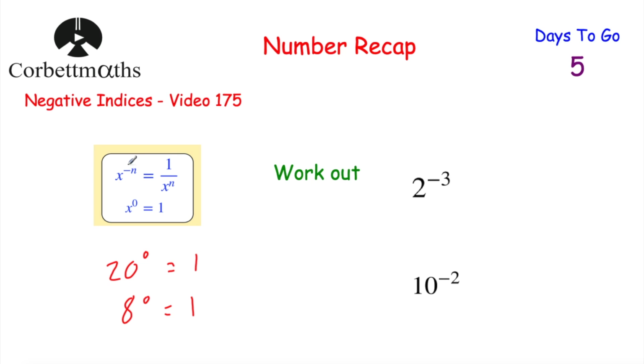If you've got a negative power, such as 2 to the power of negative 3, you can do 1 over the positive power. So if we had 2 to the power of negative 3, we could do 1 over 2 cubed. 2 cubed, 2 times 2 times 2, is 8, so the answer would be 1 over 8. If we had 10 to the power of negative 2, you could do 1 over the positive power, so just get rid of that minus sign and make it positive, but put it on the denominator, and 10 squared is 100. So for negative indices, you just do 1 over and then the positive power on the denominator.